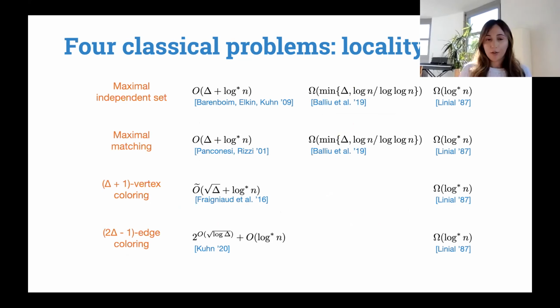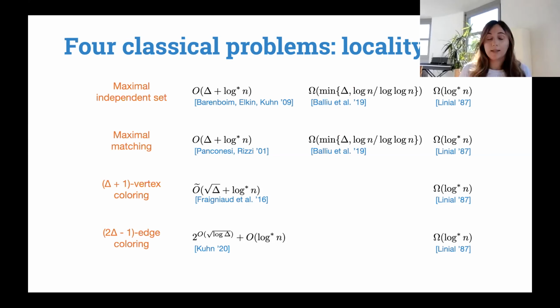Over the years, we have learned a lot about these problems. For example, for some time now, we knew that maximal independent set and maximal matching can be solved in order of delta plus log* n rounds. Since last year, we know that this is essentially optimal, meaning that if we want to be optimal as a function of n, we must spend linear in delta. On the other hand, if we want to spend sublinear in delta, we must spend at least log n over log log n with deterministic algorithms.